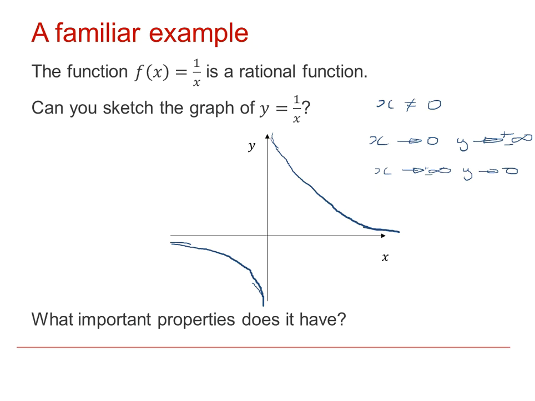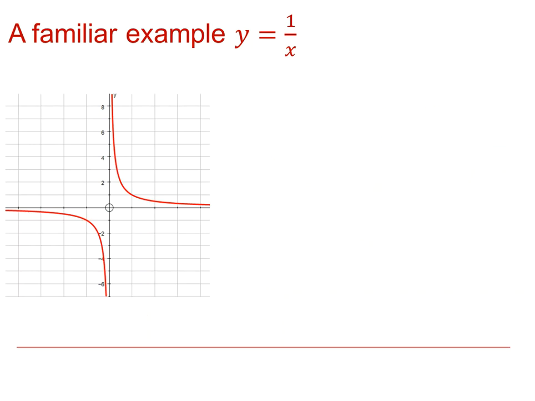But importantly, it has what we call asymptotes. So the y-axis is what's referred to as a vertical asymptote, coming down here, and the x-axis is a horizontal asymptote. So an asymptote is a line that the graph approaches but doesn't actually reach. So here we have a rather better diagram showing 1 over x than I can sketch on the tablet here.